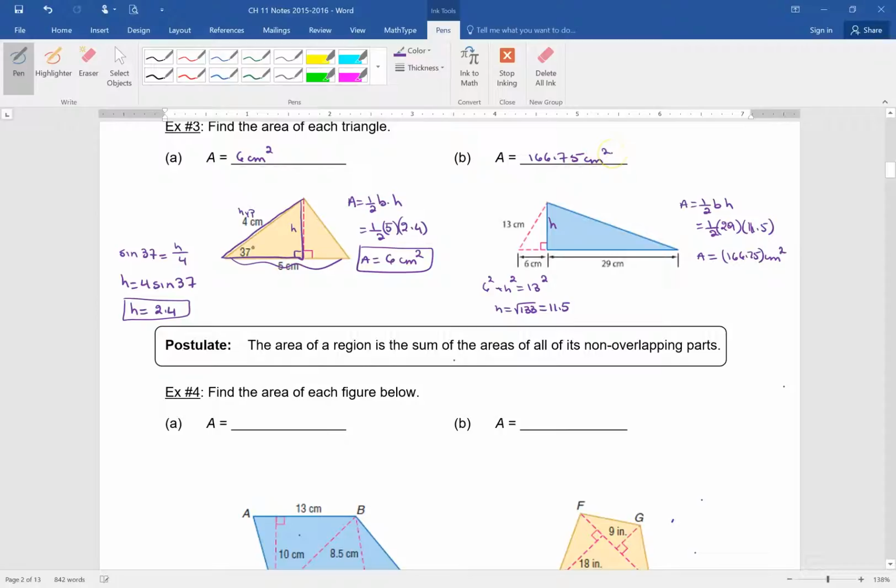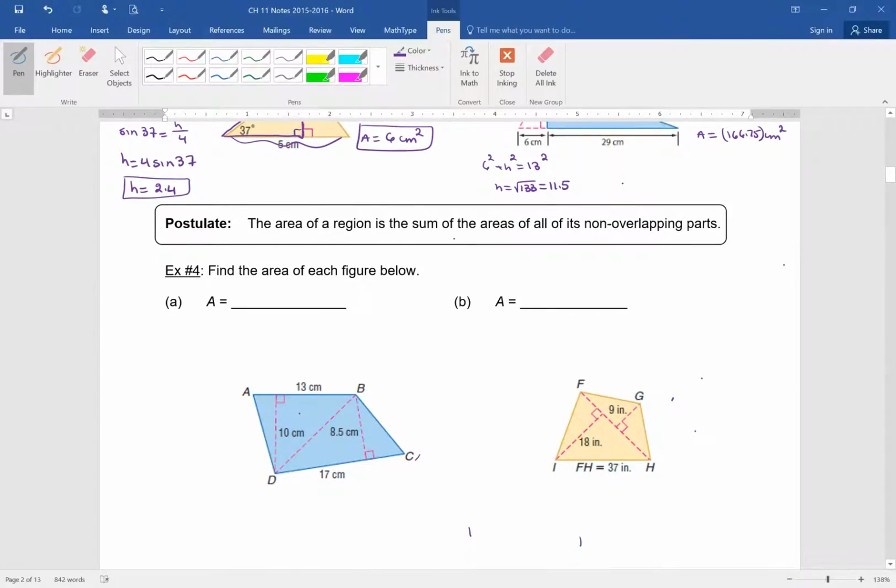All right, next. Here's a postulate. It's common sense to most of you, but it's a postulate nonetheless. The area of a region is the sum of all the areas of its non-overlapping parts. So if you take a look at this, you can split up a shape into several parts, find the area of each of the small parts, add them all together, and then you have the area of your shape.